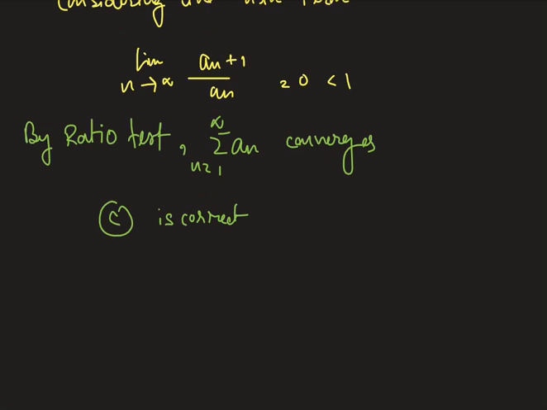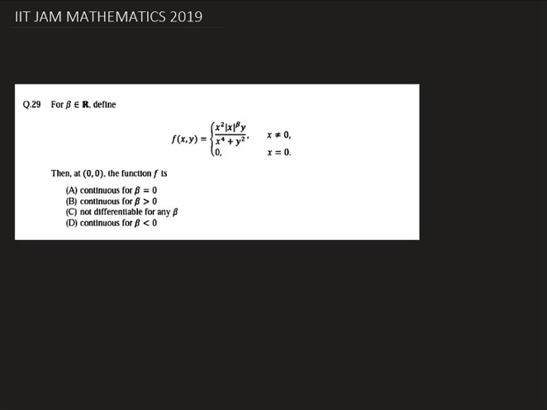Okay, now let's check another question. This is question number 29. Here we are given that the function f(x,y) equals x squared modulus of x to the power beta multiplied by y divided by x to the power 4 plus y squared when x is not equal to 0, and if x equals 0 the value of the function is 0, and here beta is a real number.